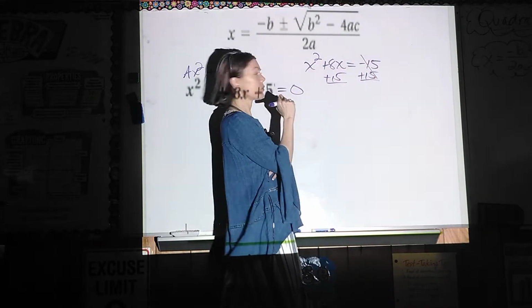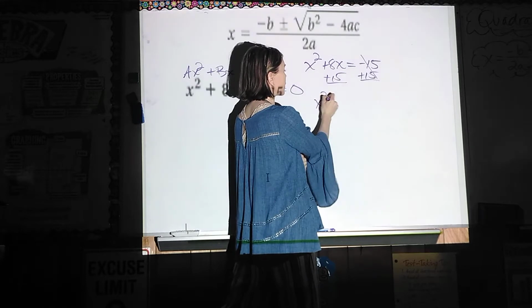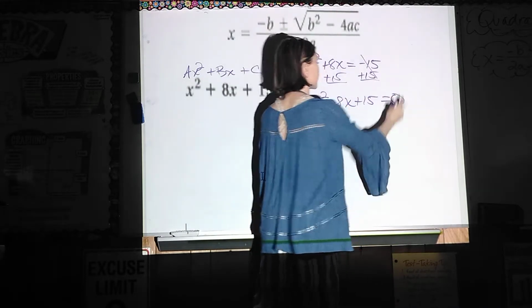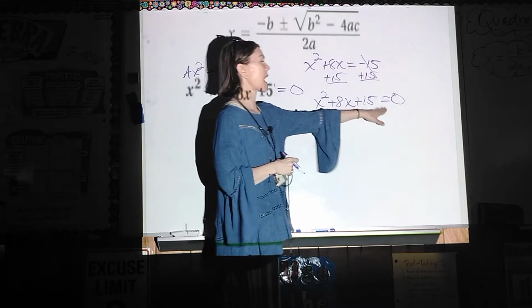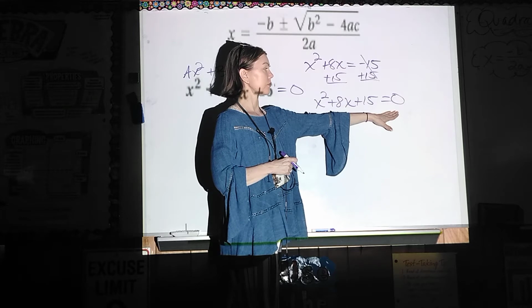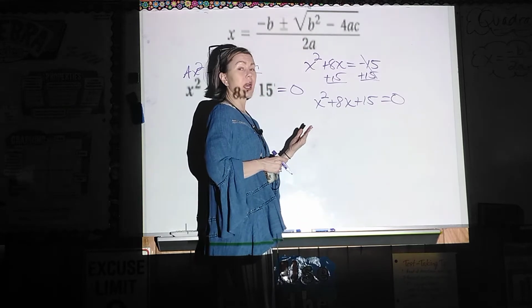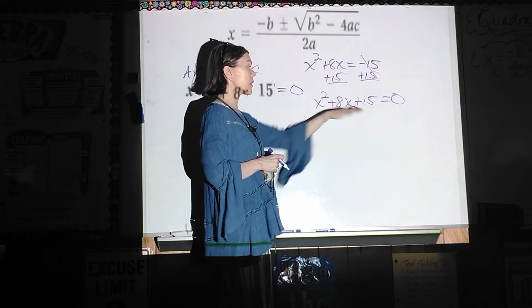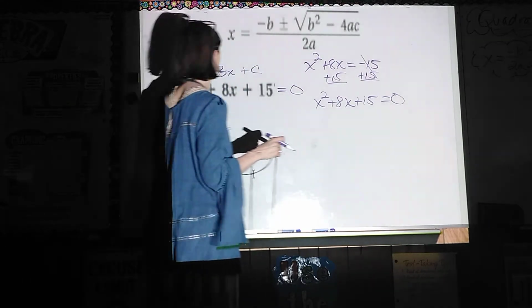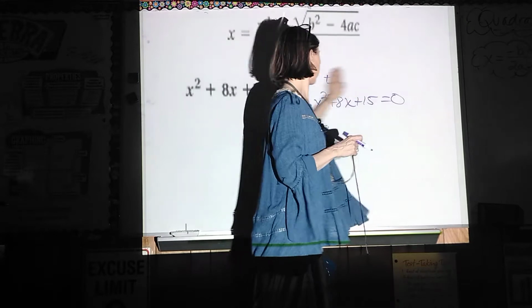Those cancel, right? And bring down what we have left over, which is x squared plus 8x plus 15 equals 0. So now it is set equal to 0. And now we can solve this quadratic equation using the quadratic formula. Here we go.